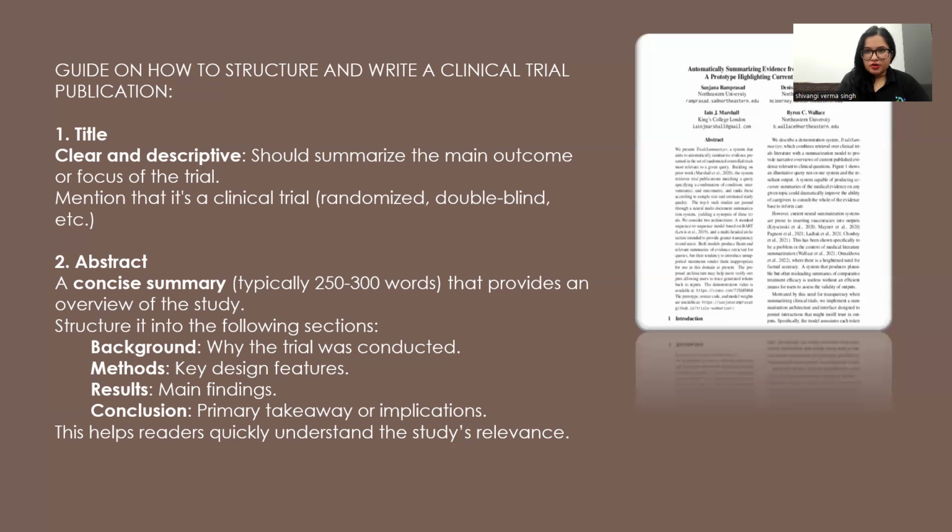Abstract. So, what is an abstract? An abstract is a concise summary, typically 250 to 300 words, that provides an overview of the study. Structure it into the following sections: background, why the trial was conducted; methods, key design features; results, the main finding; conclusion, the primary takeaway or implication. This helps readers quickly understand the study's relevance.